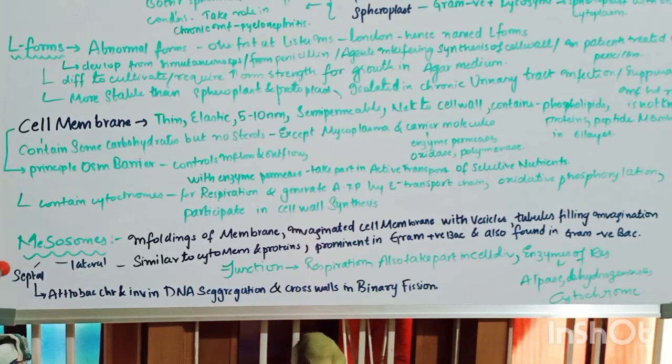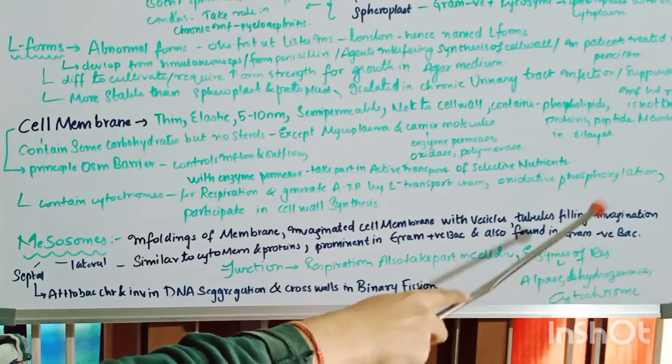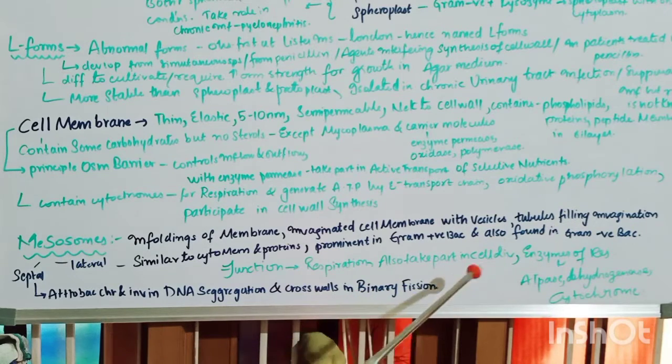The septal mesosomes are attached to the bacterial chromosome and are involved in DNA segregation and cross walls in binary fission. They are attached to the cytoplasmic membrane and proteins, and they are mostly prominent in gram-positive bacteria. Of course, they are also found in gram-negative bacteria, but not as prominent.